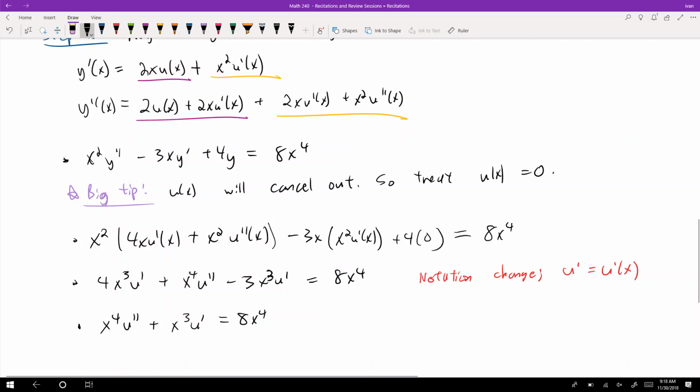Okay? So this is a first order differential equation. And why is it a first order differential equation? Well, if we let u prime equal w, then this is really x to the fourth w prime plus x cubed w. Okay, so this is actually a first order differential equation.